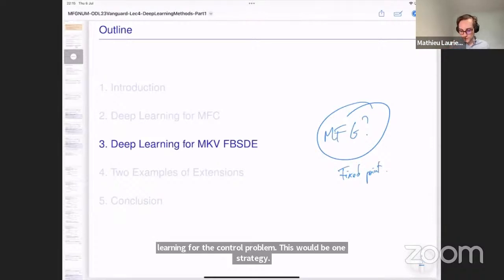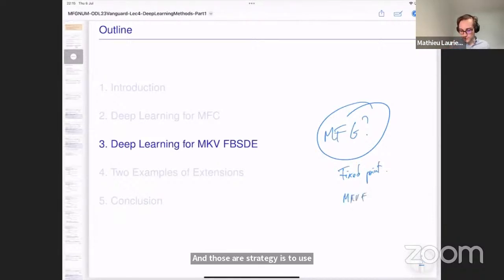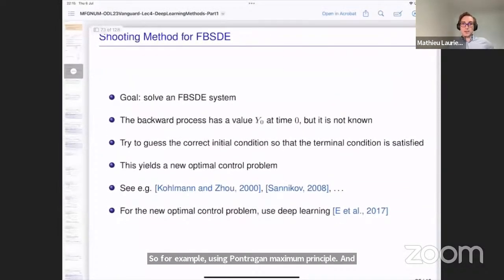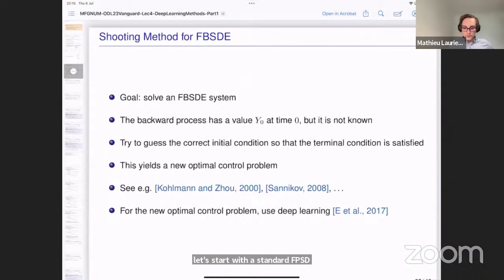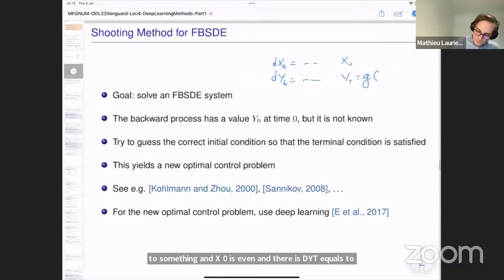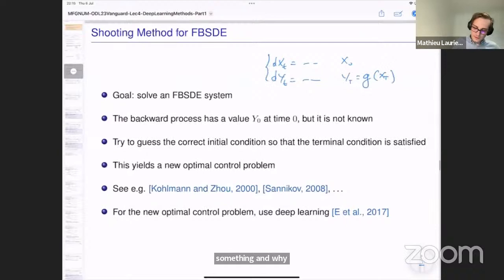Another strategy is to use McKean-Vlasov FBSDEs, for example using the Pontryagin maximum principle. And the question here that I want to tackle is how to solve McKean-Vlasov FBSDEs. So if we forget McKean-Vlasov for a moment, let's start with a standard FBSDE. This FBSDE has a terminal condition. So there is dX_t equals something, and X_0 is given, and there is dY_t equals something, and Y at time capital T is equal to a function of X_T, basically.